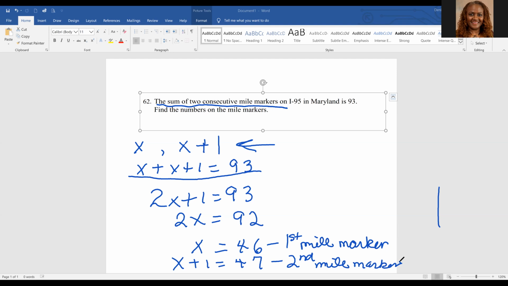And then you can check it. One of the things when you're working with word problems is that you want to look at it and make sure that it's logical. So you have read your problem: 2 consecutive mile markers on Maryland is 93. Find the numbers on the mile markers. So if you add 46 plus 47, that equals 93. So that is a brief check for you. Okay, any questions here? Any questions?